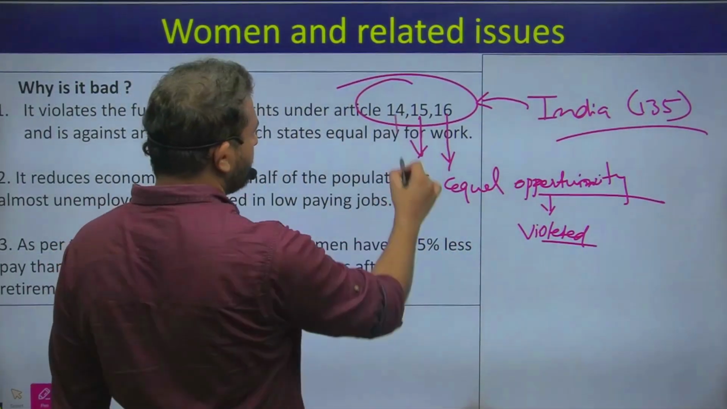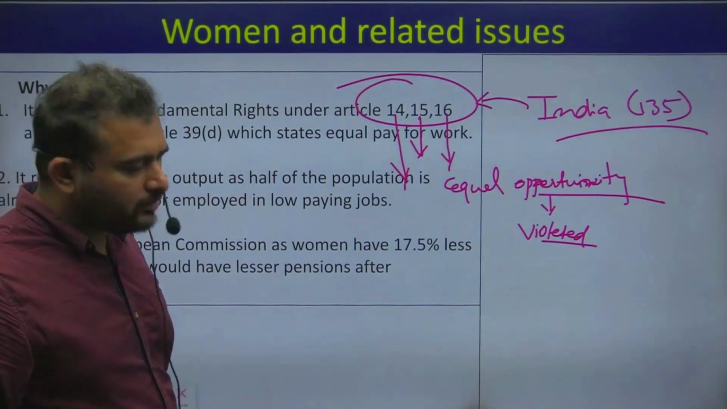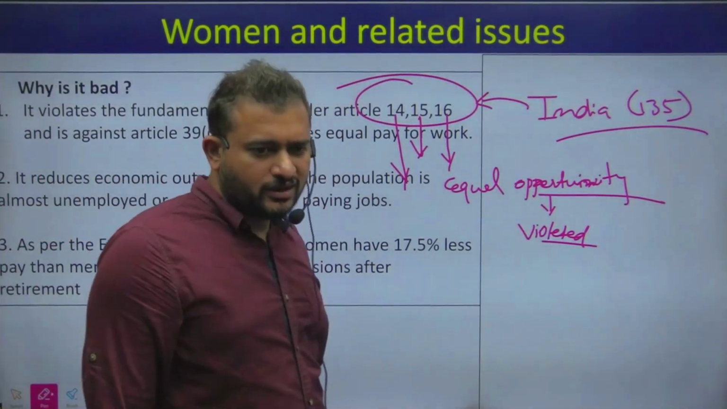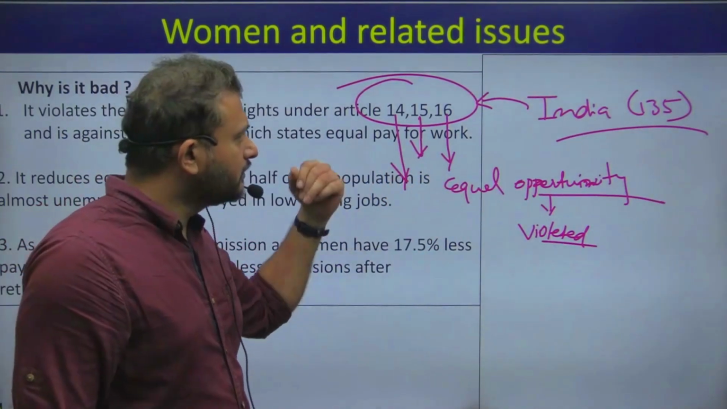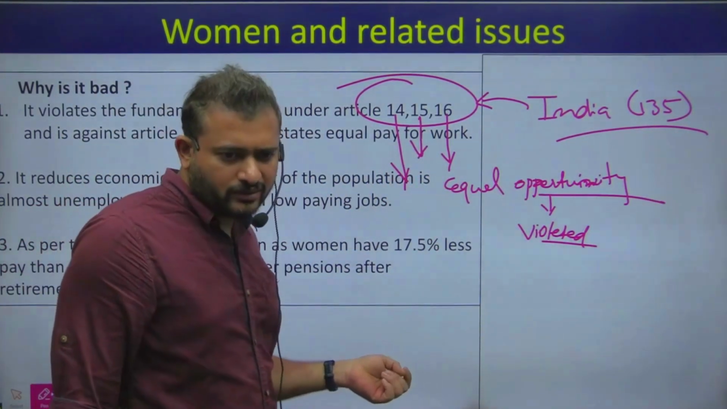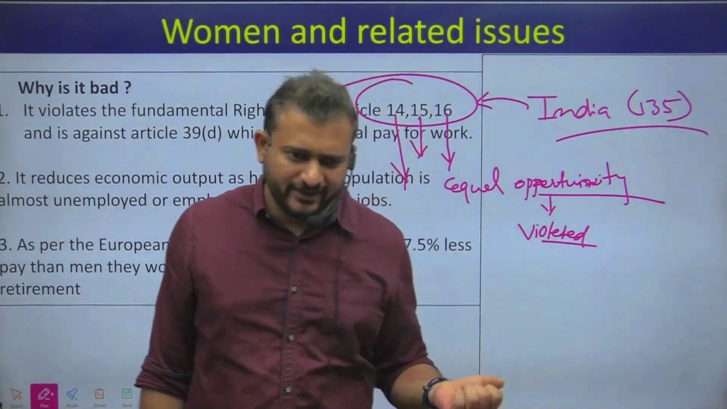Okay, that Article 14, equality before law, or Article 15, equal protection against discrimination. So all these rights got violated. So what kind of governance are we doing if we are not even properly implementing the basic fundamental rights?